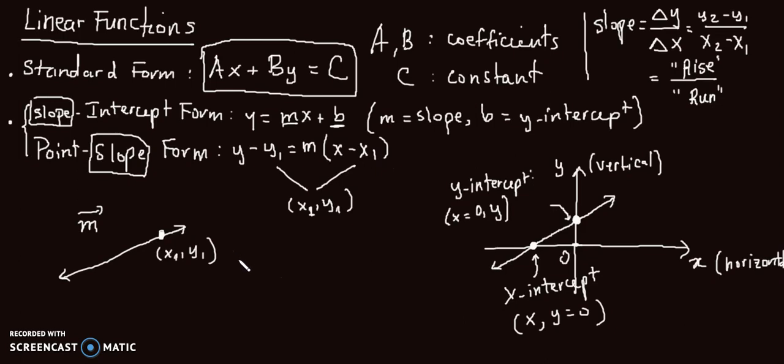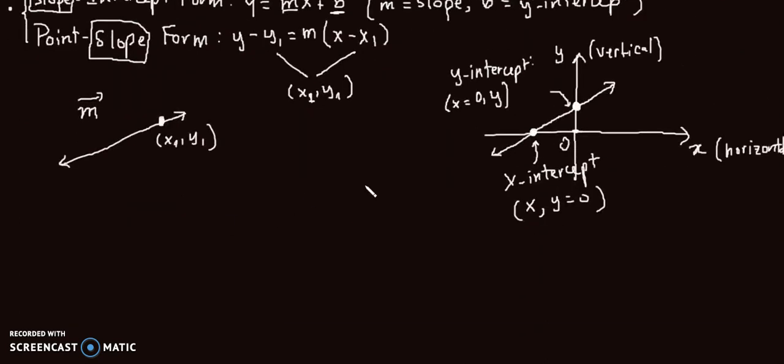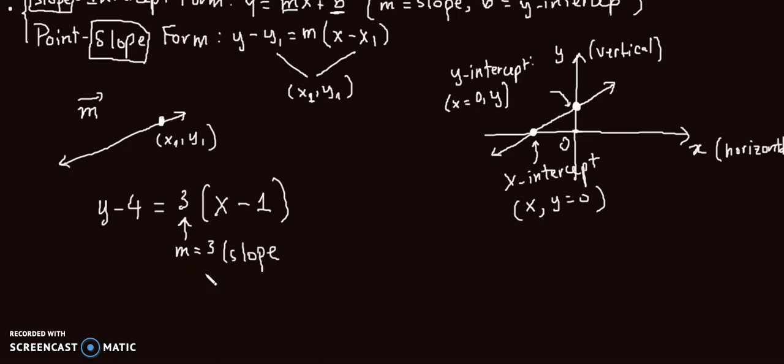Let's say I have, for example, y minus 4 equal to 3 times x minus 1. This 3 is my slope. How about my x1? x1 is this. Is it minus 1 or 1? It is 1, positive 1. And then y1 equal to 4.